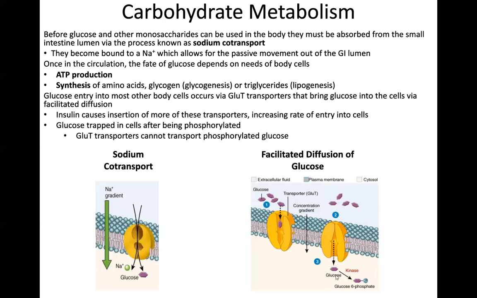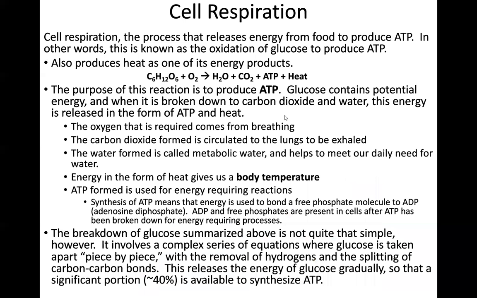But once inside the cell, typically what happens to that glucose is a phosphate is attached to it, I should say, because of kinase enzymes, forming a glucose 6-phosphate, or as it's listed right here, phosphorylated glucose, which at this point, once it's got that phosphate on there, is kind of trapped. This allows the cell to hold on to that glucose and get it ready for this. And that is cell respiration.